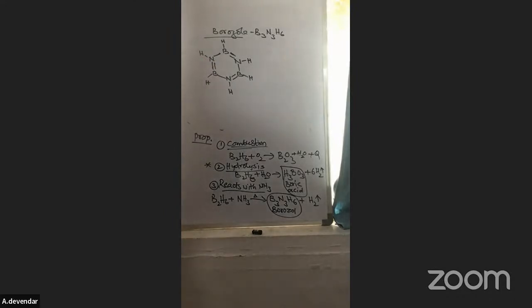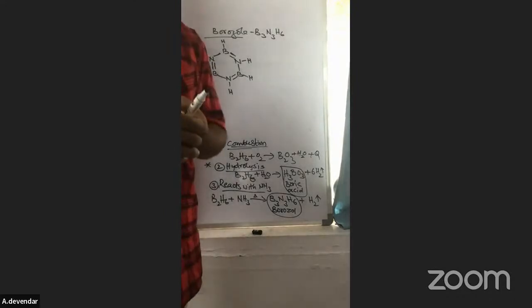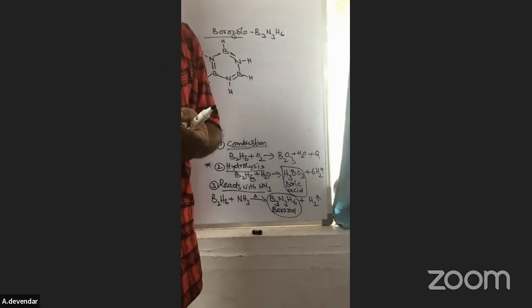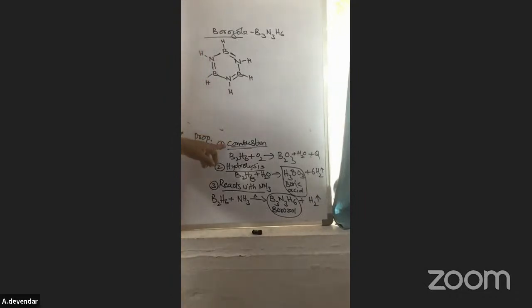Now from the examination point of view, it is an essay type question. What is an electron deficient compound? Write the preparation of diborane and its properties. The important property is the second, hydrolysis. When diborane is hydrolyzed, you get boric acid. When boron hydride is reacted with ammonia, you get borazole. So these are the important ones, and there are many other remaining ones.